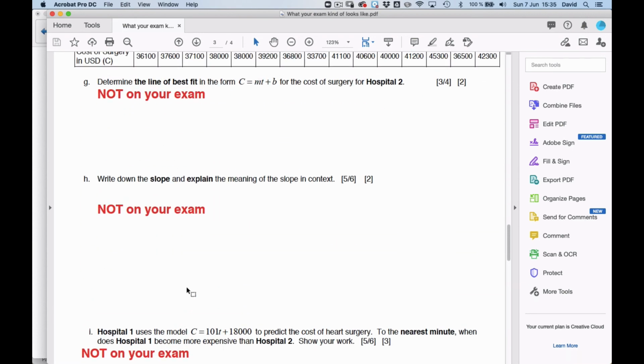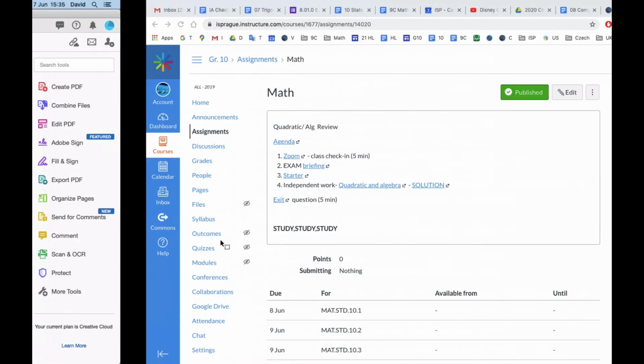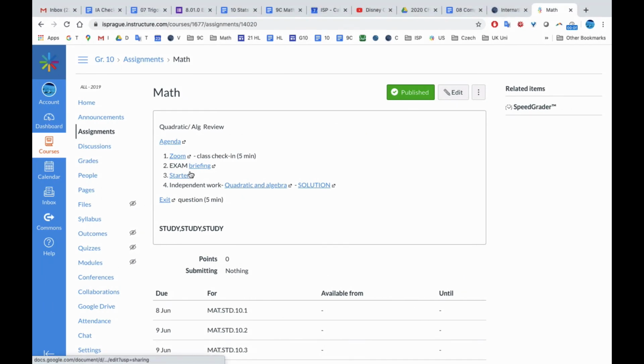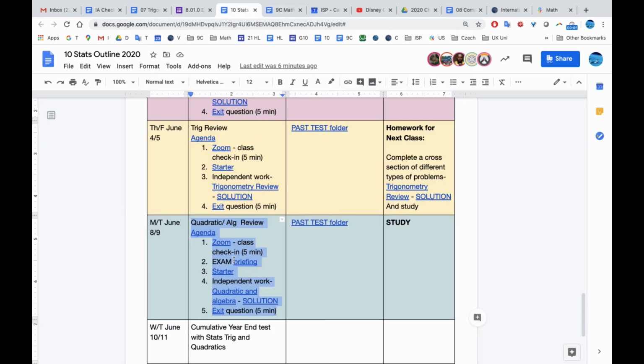This will also be available to you on Canvas, it's on Canvas now, and it is also on this document here. It's the exam briefing. You'll find that, plus there are solutions to those problems. We'll start the test as soon as class starts on Wednesday or Thursday, and you'll get the full period for it.